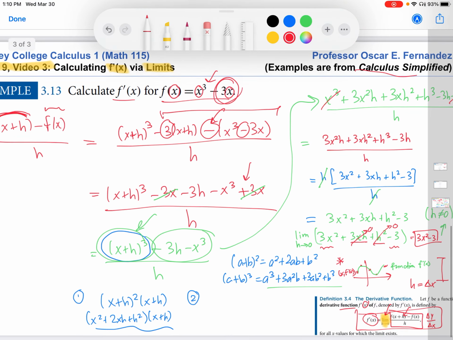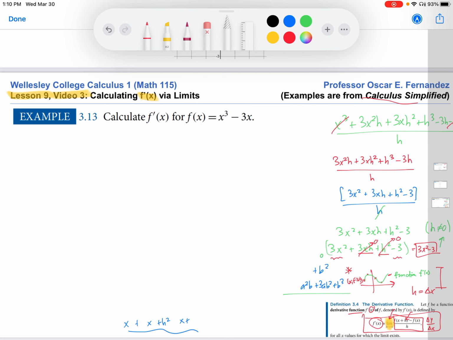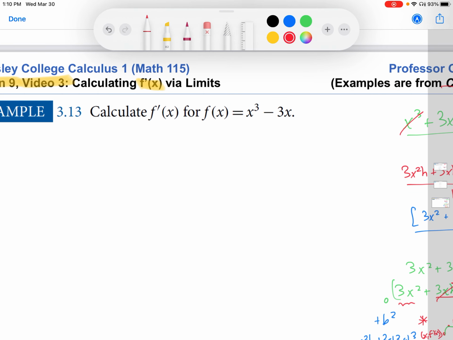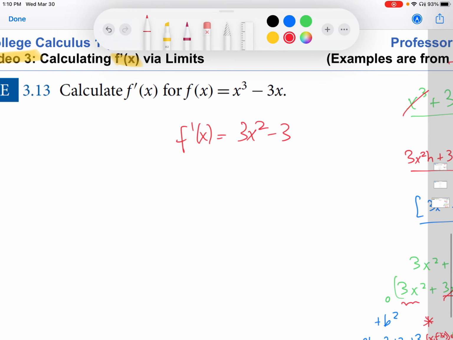So I'm going to zoom out here, and then I'm going to erase all this stuff, and then give you the derivative function, and then talk very briefly about how you can understand the result. So we just figured out that f prime of x is 3x squared minus 3. Great, and we did it using the limit definition. A few things you might notice here. The original function was cubic. The derivative is quadratic. Is there a pattern?